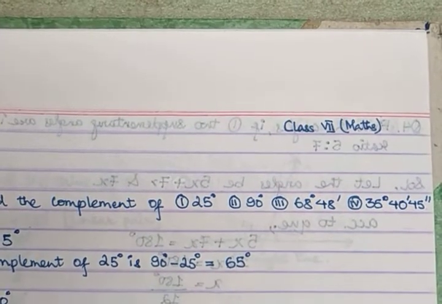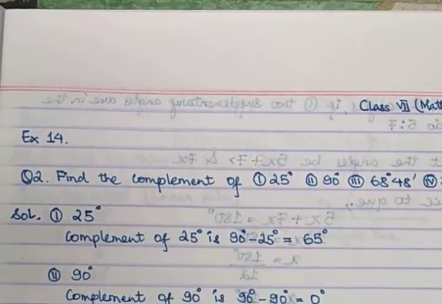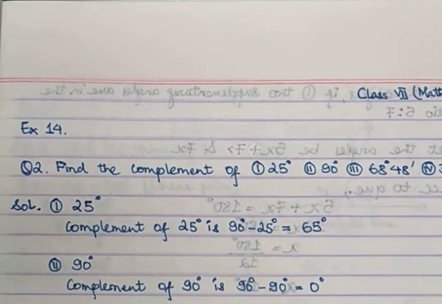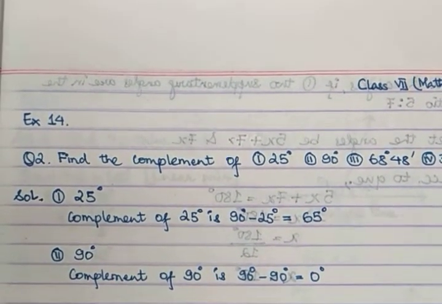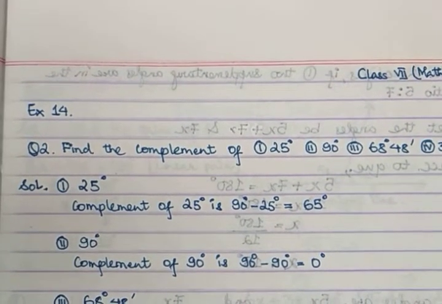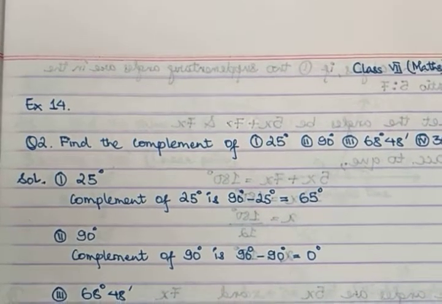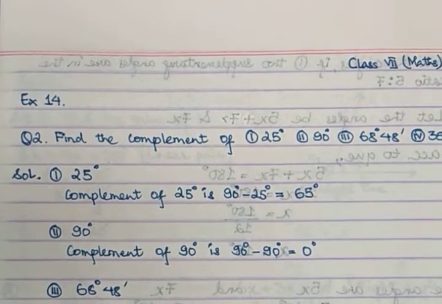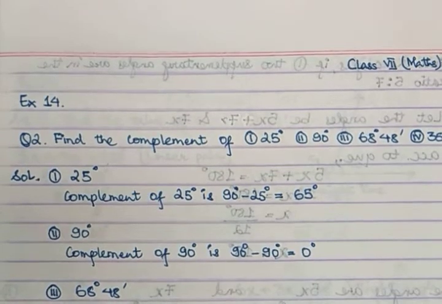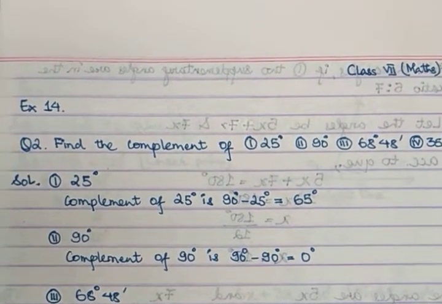So in this video, as I've already said, we'll be dealing with sums regarding geometry. I've taken from exercise 14, and this first sum is: find the complement. For those who have done the basics, they know what a complement means. A complement means when we add two angles and the sum comes up as 90 degrees, then those two angles are known as complements to one another.